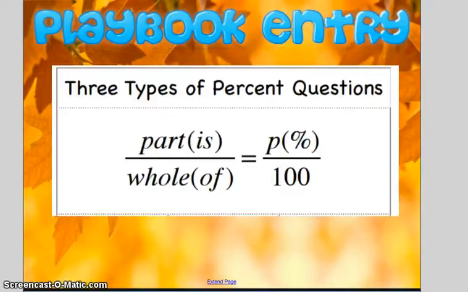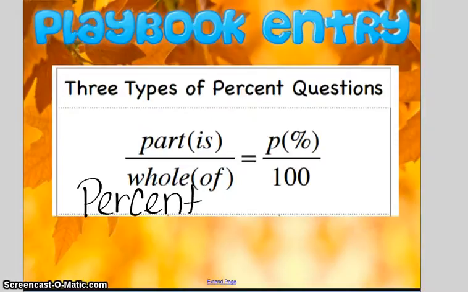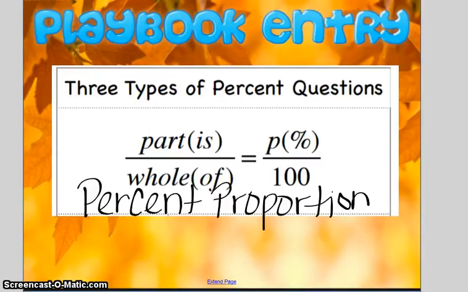There are three types of percent questions. There's the missing part, find the missing percent, and find the missing whole. But every single one of them uses this right here, which is called our percent proportion. We use a percent proportion in order for us to organize the information that we take from a word problem so that we can set it up and solve for whatever it's asking for.